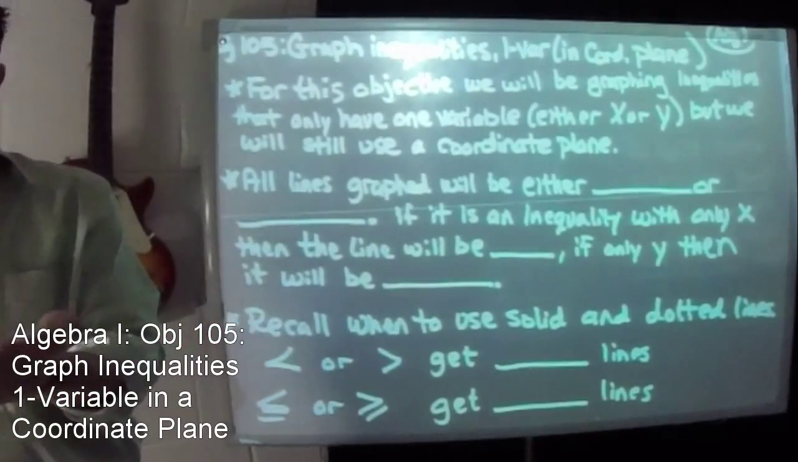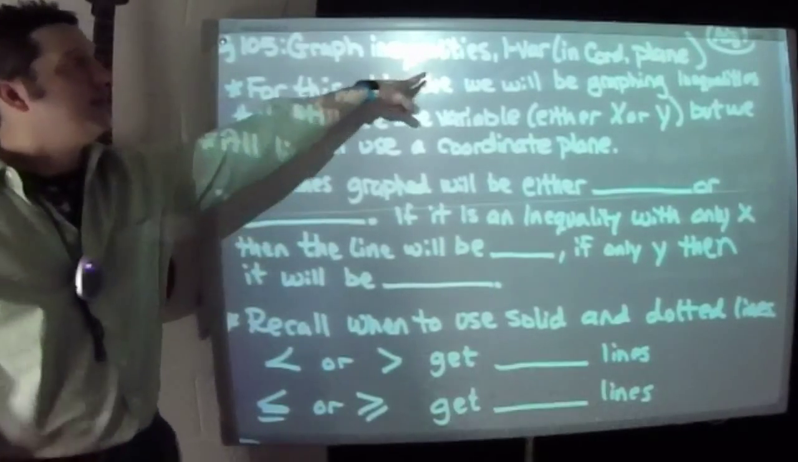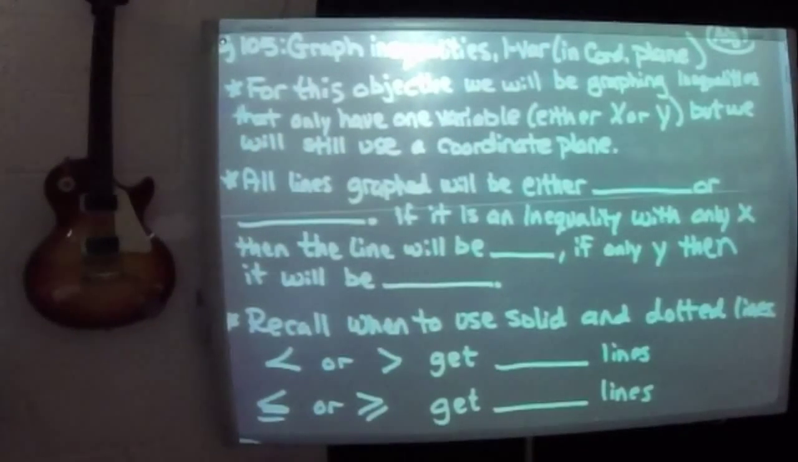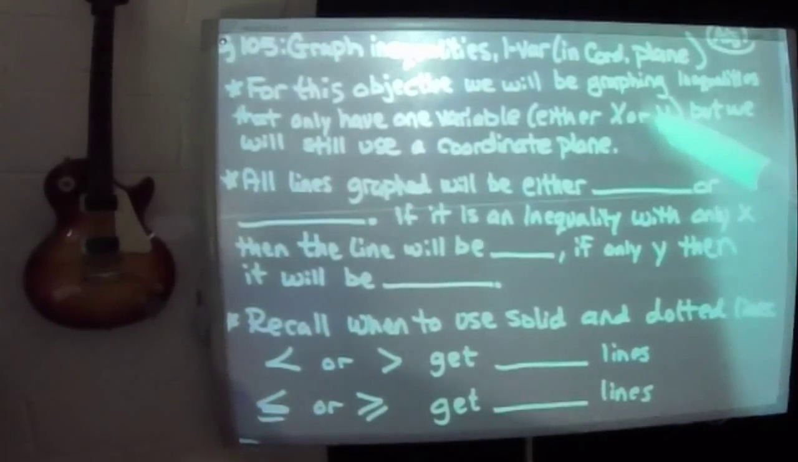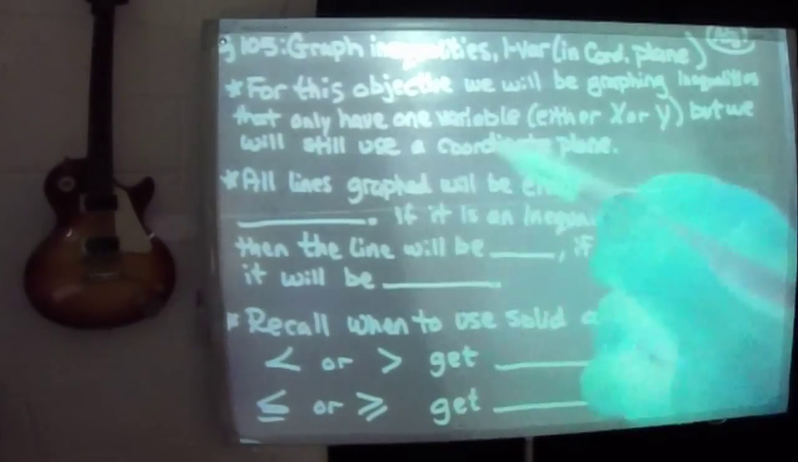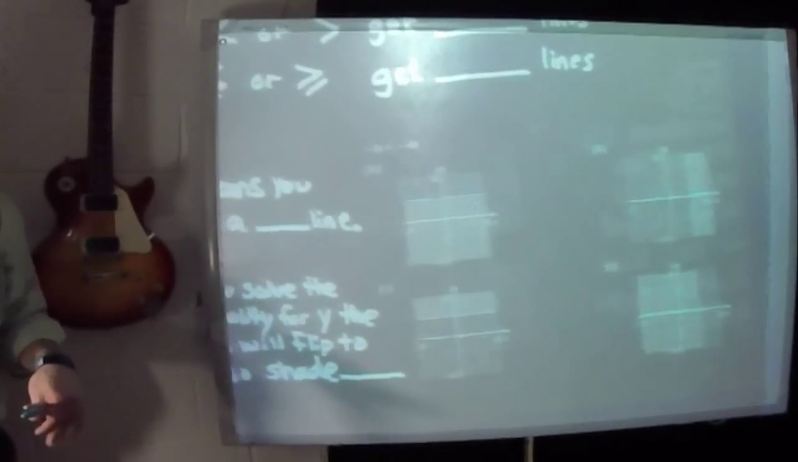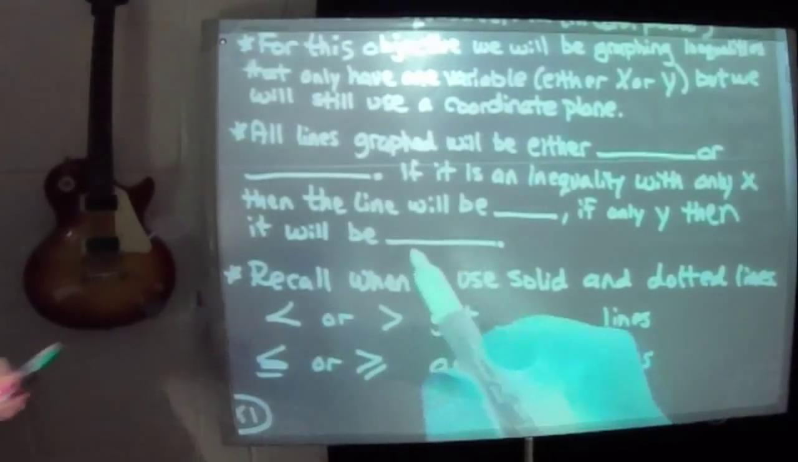You were doing inequalities last week that were y = mx + b inequalities. One variable means one letter, x or y. So on this objective, all your inequalities are either going to have an x or y, and that's it. You're not going to have y = mx + b. But we're still going to put them in the coordinate plane, as you can kind of see on the answers, which is going to be a little bit weird. So we need to see how this works.